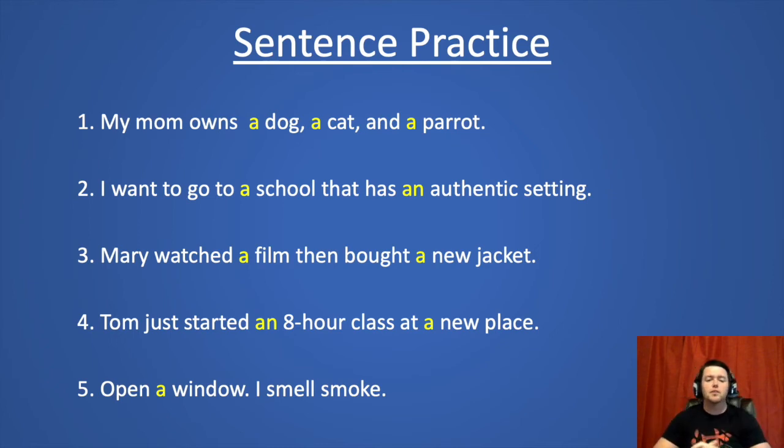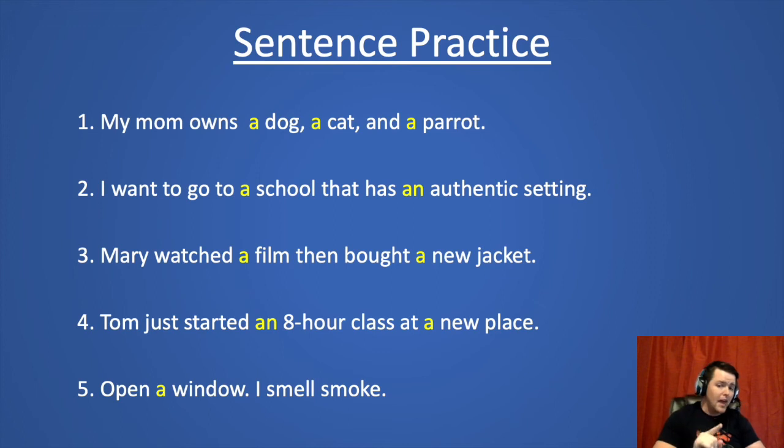Number 2, I want to go to a school that has an authentic setting. Number 3, Mary watched a film, then bought a new jacket. Number 4, Tom just started an 8-hour class at a new place. Now, this is a great example of sounds because here I used the number 8 instead of the word. So you have to pronounce it, and how you pronounce it is how you figure out whether you're using a or an. And the last one, open a window, I smell smoke.